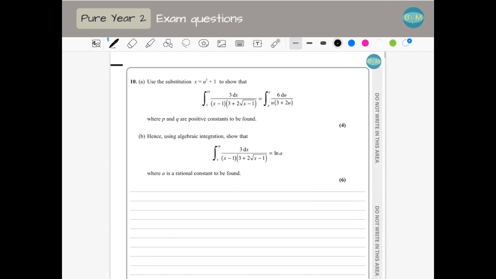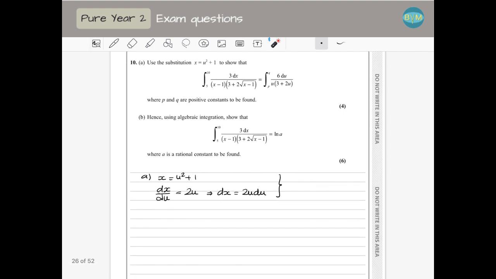So first, this is for part a. If we have that x is u squared plus 1, the first thing we need to find is dx by du, which is 2u, which means dx is going to be 2u du. And now with this, I'm going to substitute everything here that has an x with something with a u. The first thing I have to substitute are the limits, because these limits are values of x.